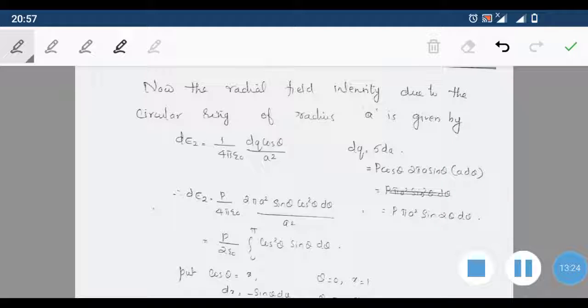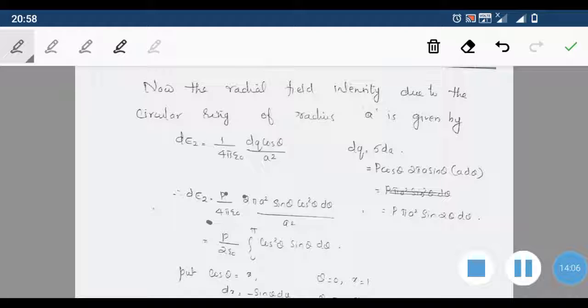So we can substitute the value of dq in this equation. So we will get this expression as dE2 is equal to 1 by 4 pi epsilon 0 into, for dq we have P into 2 pi a square into sin theta cos theta. So here it becomes multiplied by cos theta, it becomes sin theta into cos square theta divided by, and then in the new denominator we have a square into d theta. So by this we can take this P here, then 2 and 4 get cancelled, pi and pi get cancelled, so P by 2 epsilon 0.